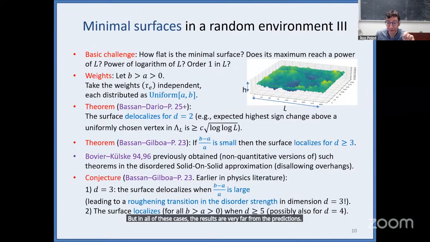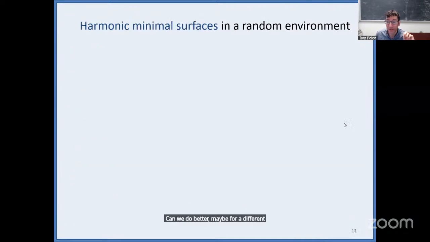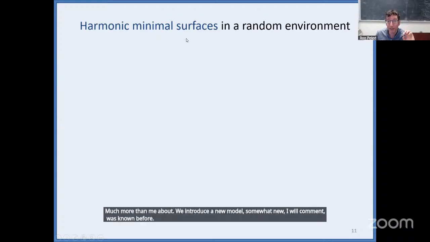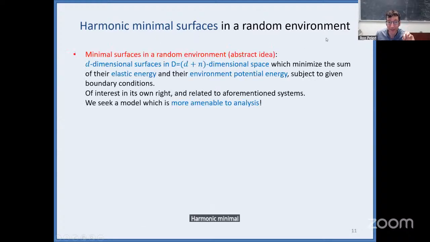Can we do better, maybe for a different model? This is the main topic of today's talk that Barbara will talk much more than me about. We introduce a new model, somewhat new, I will comment, was known before: harmonic minimal surfaces in a random environment. That's how we call it. The idea is that this model is more amenable to analysis, but it still models the phenomena we care about.